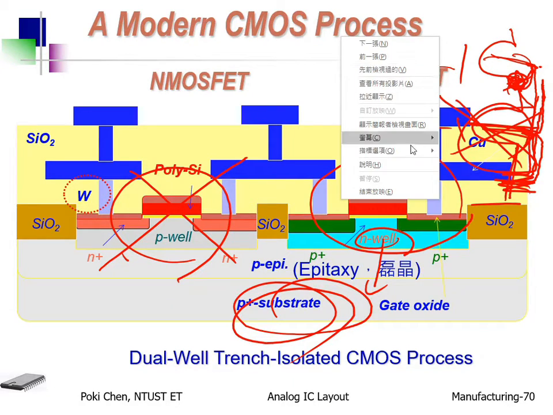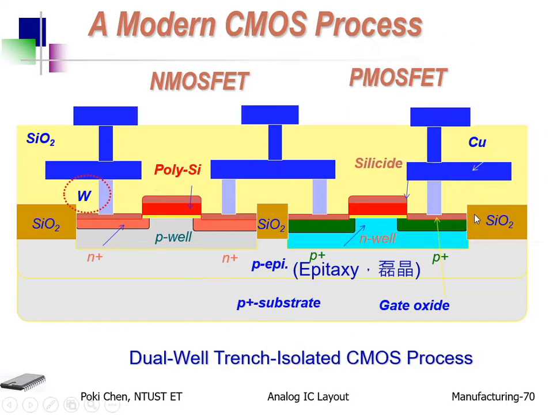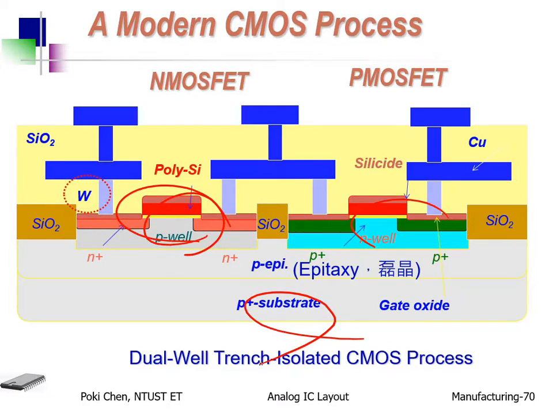So for some dual well process, in theory, it can provide you better performance. But nothing is free. You need to pay for it. To isolate all those P wells, especially P well and P substrate, you need something for isolation. You need another layer called P epi. Its conductivity is really low, and above it, you can have your N well and your P well as you like.